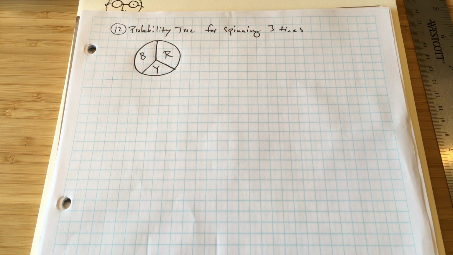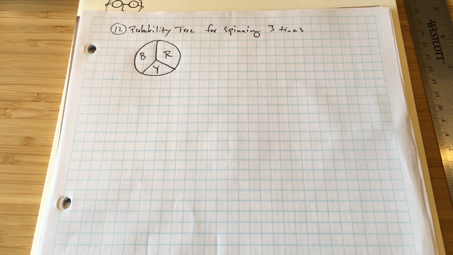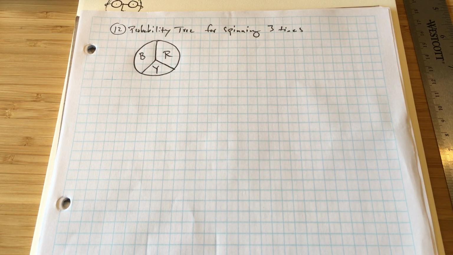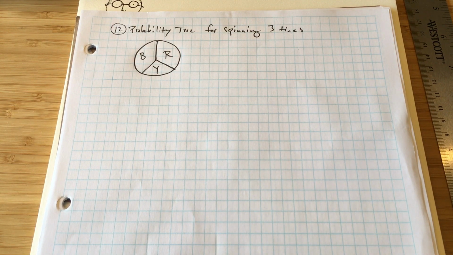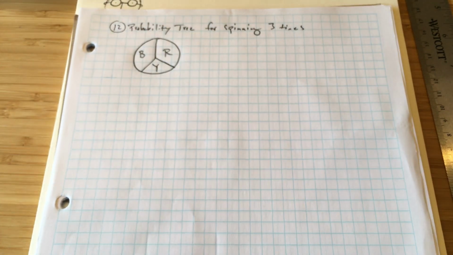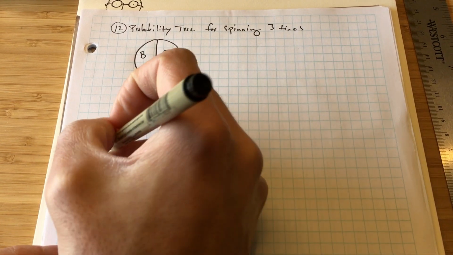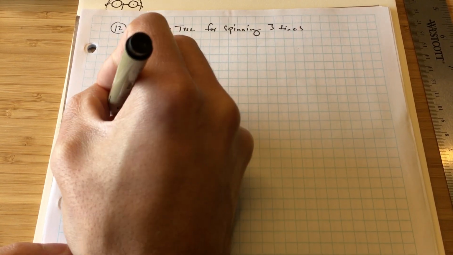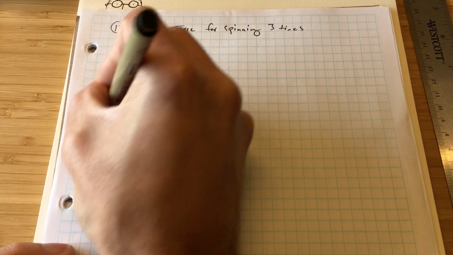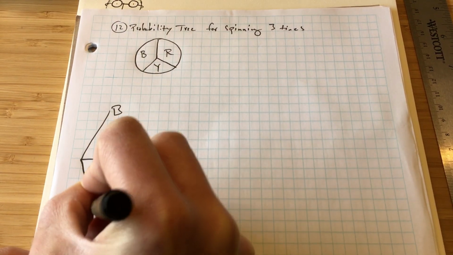I didn't color it. I went ahead and just wrote B, R, and Y for blue, red, and yellow. And that's what I'm gonna do here in my tree. So every time I spin the spinner, I have 3 possible outcomes: blue, yellow, and red. And to show that in my tree, I'm going to show 3 branches. So to start, I actually like to do an original line here. So blue, let's say yellow, and red.